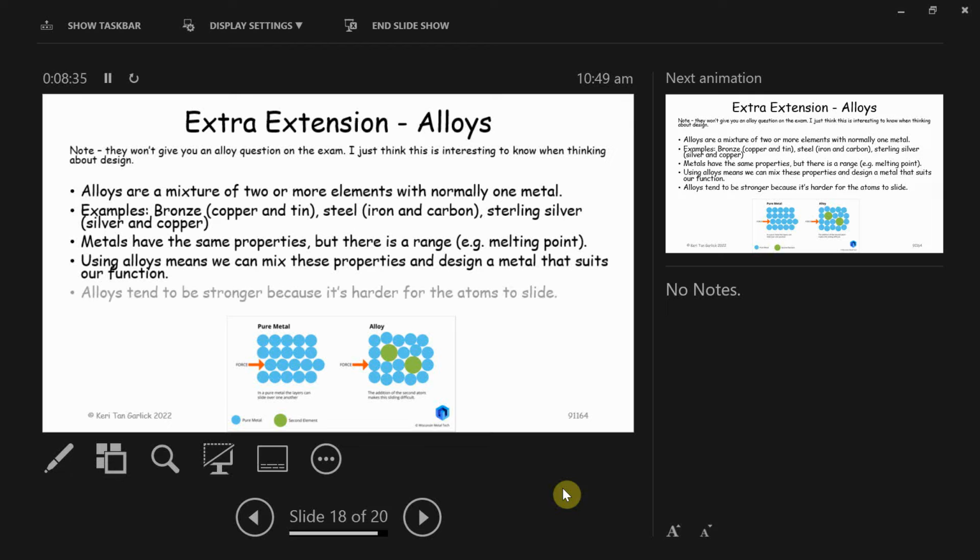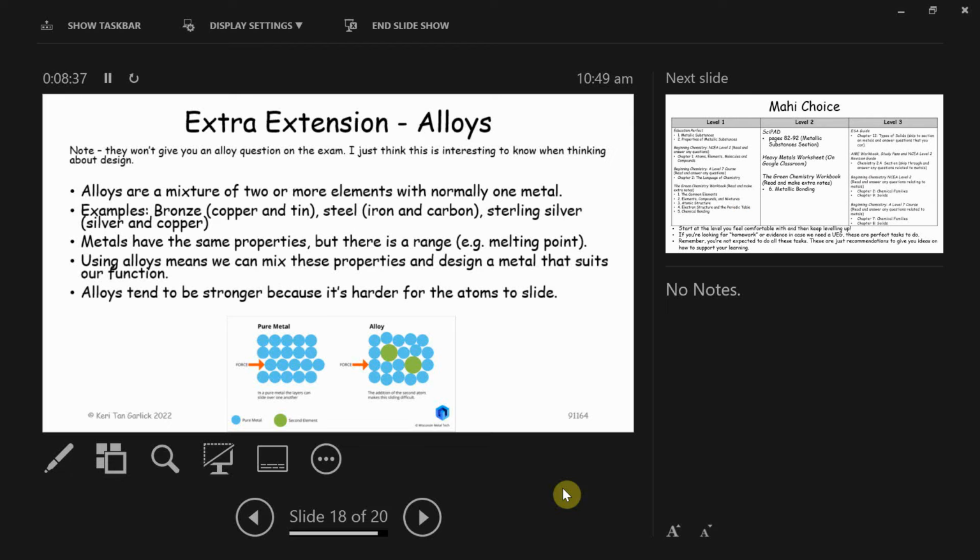The other thing about alloys is they tend to be stronger than a pure metal. That has to do with how the atoms can slide. If it's a pure metal, it's really easy for the atoms to slide amongst each other. Whereas here, the different atoms make it harder to slide. So that makes it a little bit stronger.